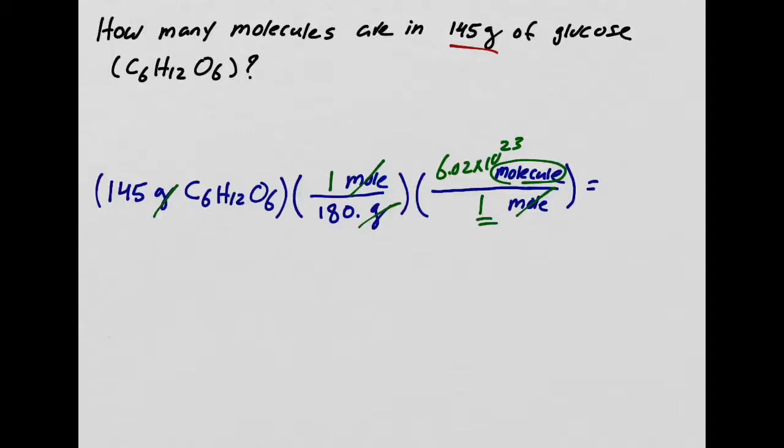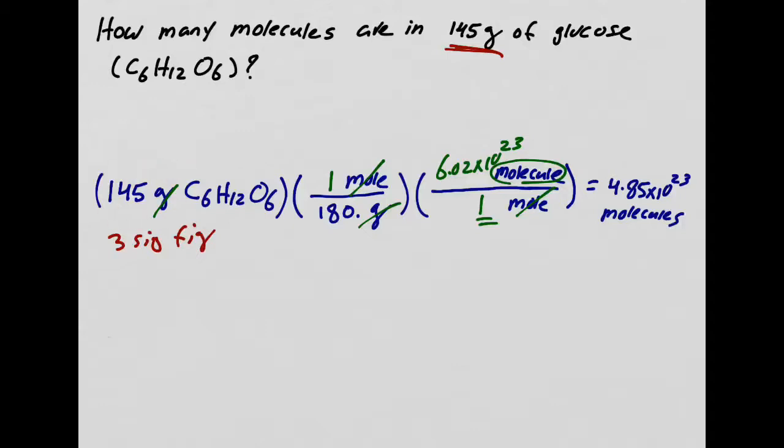I end up with molecules. Now, how many sig figs is my entire problem? I have 3 sig figs, so I need to be bounded by 3 sig figs. If I do that, my final answer is 4.85 times 10 to the 23rd molecules of glucose. Okay. Now really quickly, this is 3 sig figs.